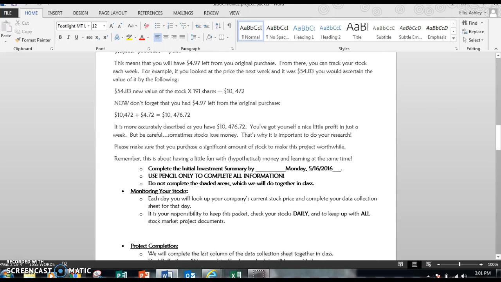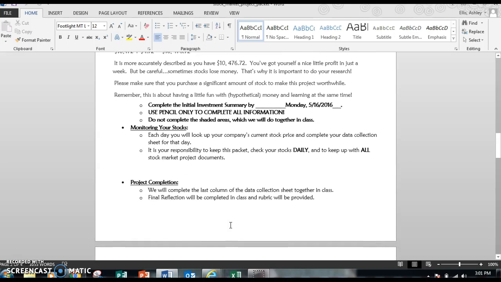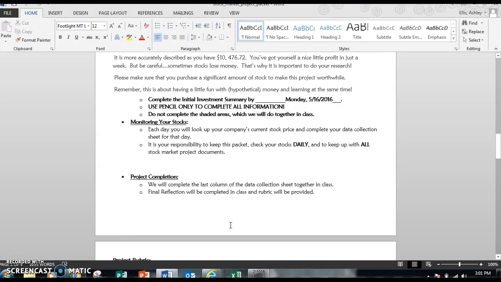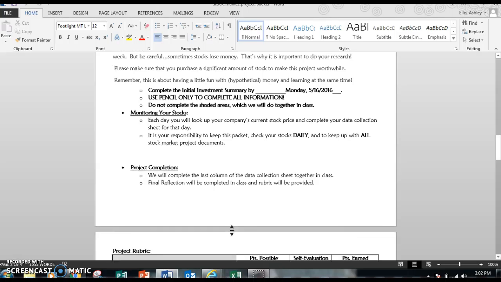So to monitor our stocks, each day you're going to look at the company's current stock price and you're going to complete a data collection sheet. And I will give that to you tomorrow when we start collecting our data. It is your responsibility to keep up with the data collection sheets. It's your responsibility to check the stocks daily and to keep up with all your project documents. To complete your project, you're going to complete the data collection sheets that we're going to work on in class. You're going to be in charge of creating a graph showing the growth or the negative growth in your stock, and then you also have a final reflection, which will be a paper, and a rubric will be provided to you for that as well.